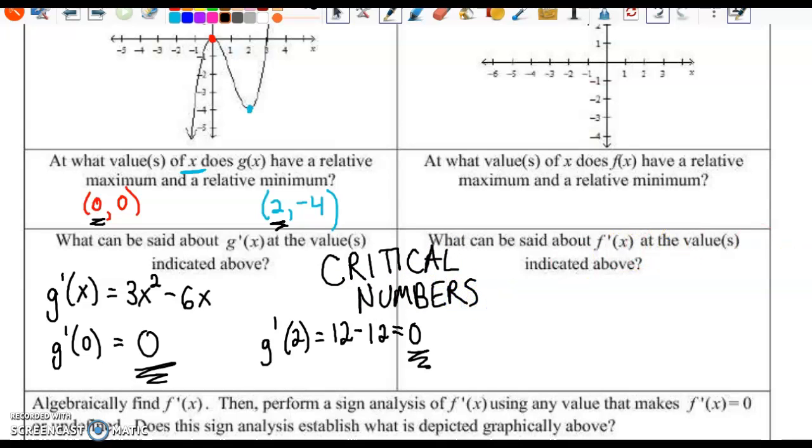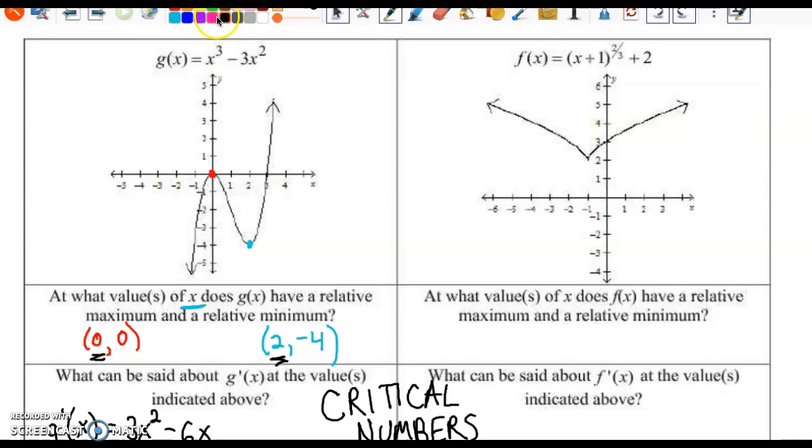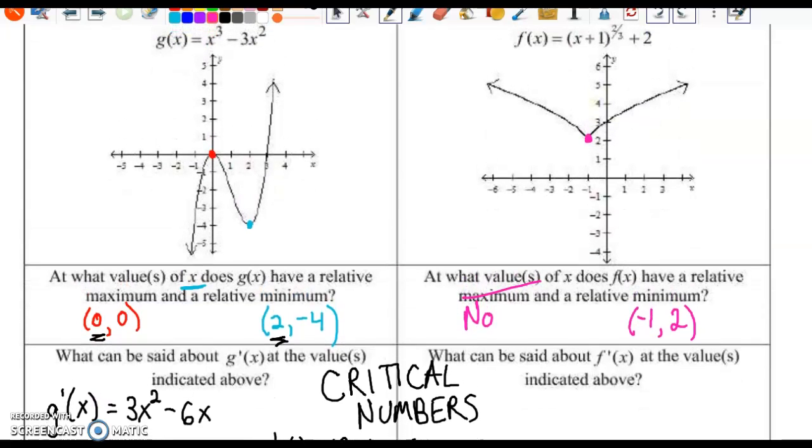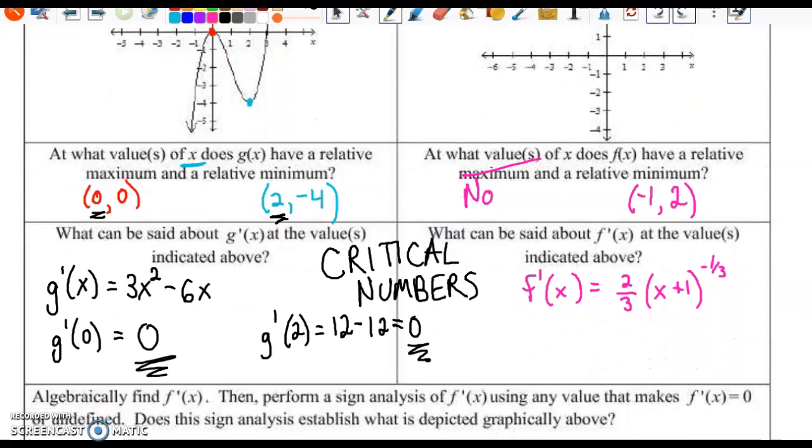And I can do the same thing with the graph of f over here. So just to change colors, there's no max in this problem because right here at about -1, 2 looks like the only minimum. And so when you find the derivative, I wanted you to see the equation, it is the chain rule except the derivative of the inside is just 1. And as a reminder, this is the same thing as 2 over 3 cube root of x plus 1.